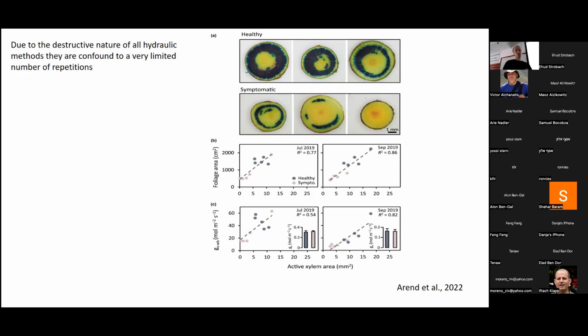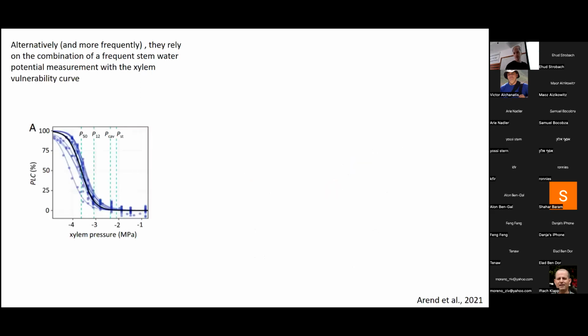So the method which people normally use is to construct a vulnerability curve. Okay, this is a vulnerability curve. It says how much percent loss of conductivity you will have as a function of the xylem pressure. Okay, there are several methods to do that. This one is with a centrifuge.